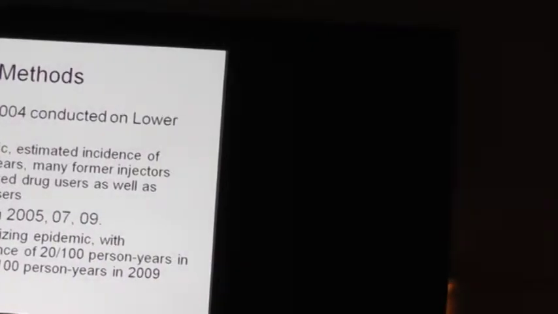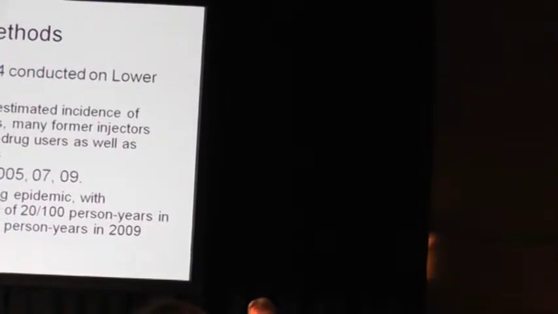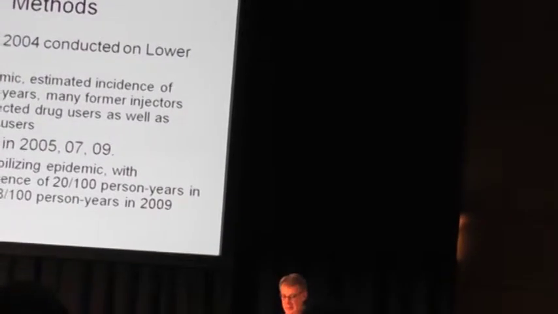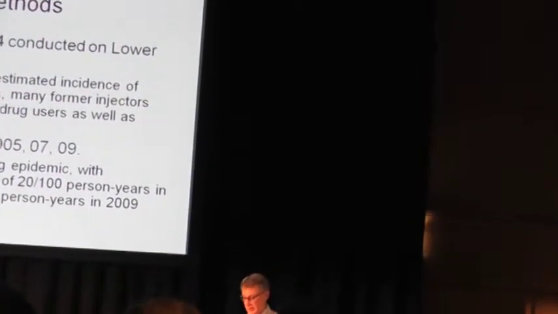In Tallinn, the studies were done in 2005, 7, and 9. At the time, it was an expanding to maybe stabilizing epidemic with estimated incidence of 20 per 100 person years in 05 and 07, falling to 8 per 100 person years at risk in 09.